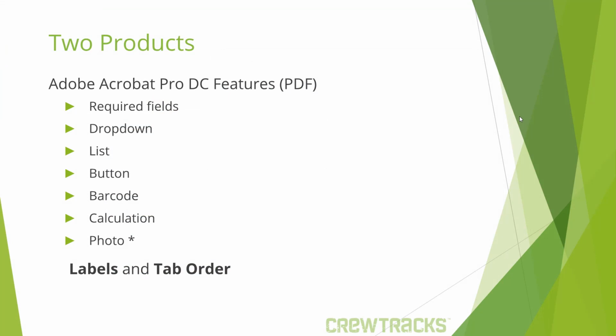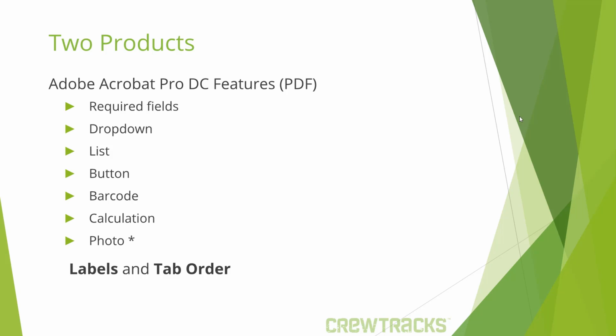Those are the two main things to keep in mind if you're going to create and edit your own documents using Adobe Acrobat Pro, or really any other PDF editor. Make sure you can edit the labels and the tab order. And there's a lot of other things to consider, like how to create signature fields, things like that, but I've got to stick to training you on CrewTracks, so if you want help on your documents, let us know. We can give you some pointers, or you can just have us take care of it for you.